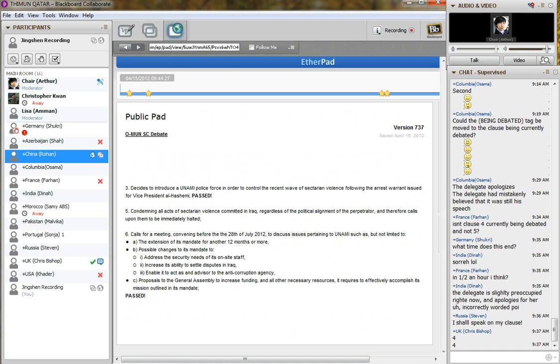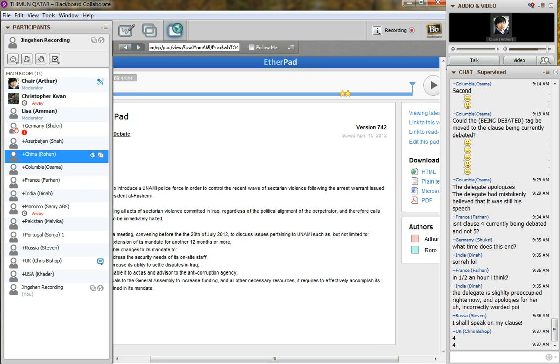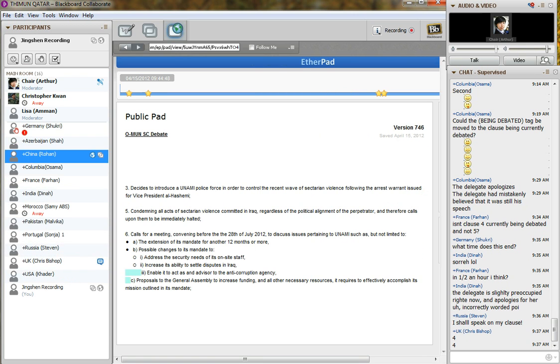These three clauses on the board are the only remaining clauses of debate. The chair will now entertain one final speaker for this resolution. Are there any delegates that wish to speak on the resolution as a whole? Delegate of Germany, you've been recognized.